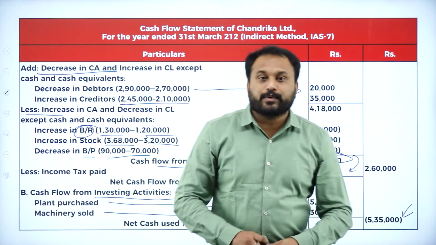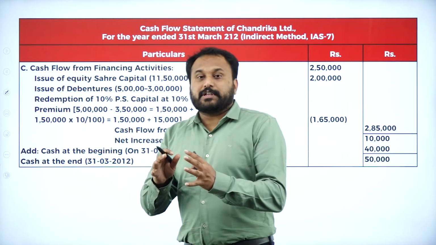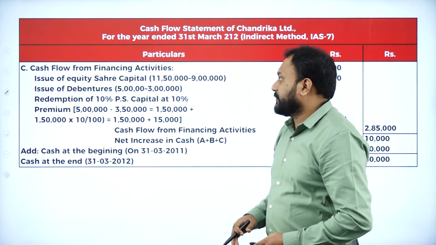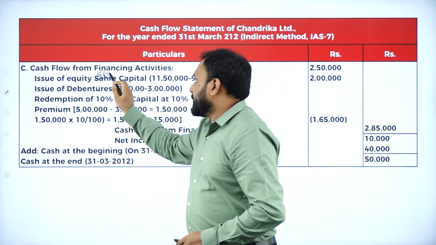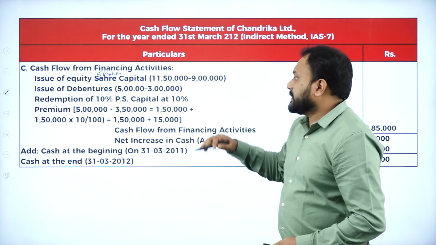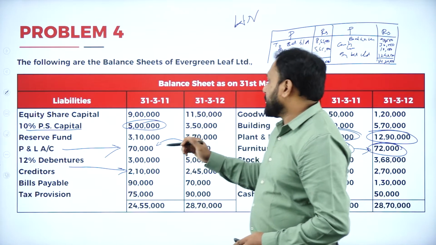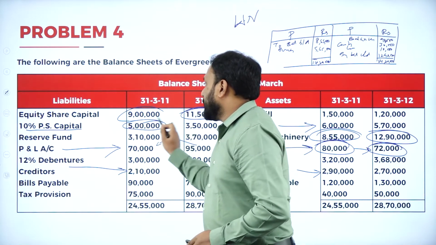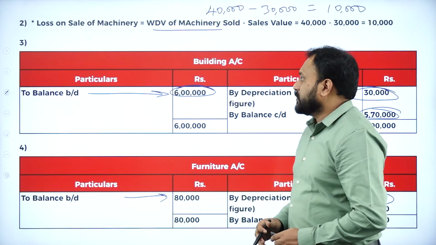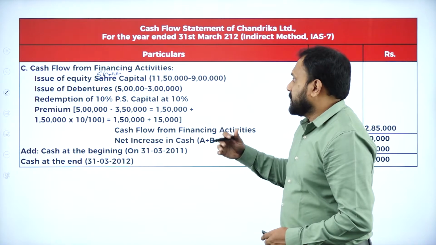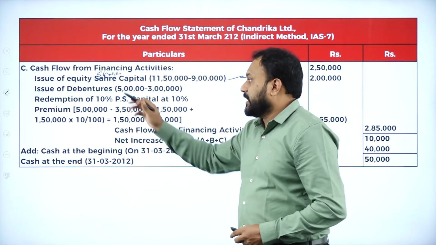The last one I need to go with is the financing activity. When I go with financing activity, everything to do with finance is what you are supposed to choose. The first one in the question is the issue of equity shares, that is share capital. We need to go back to our question. Equity shares: it was 9,50,000 before, and now it is 11,50,000. 11,50,000 minus 9,50,000 is 2,00,000.